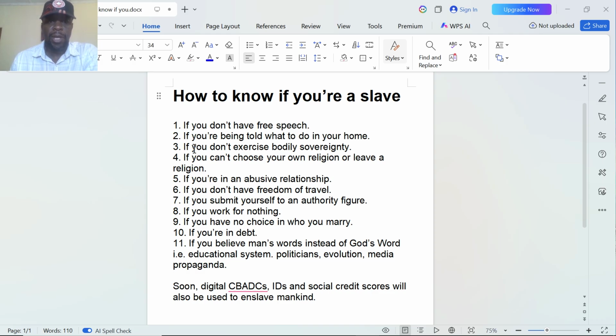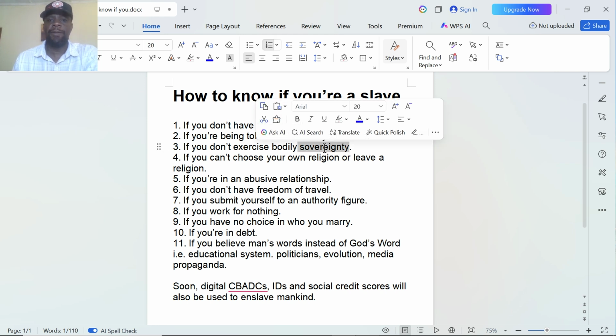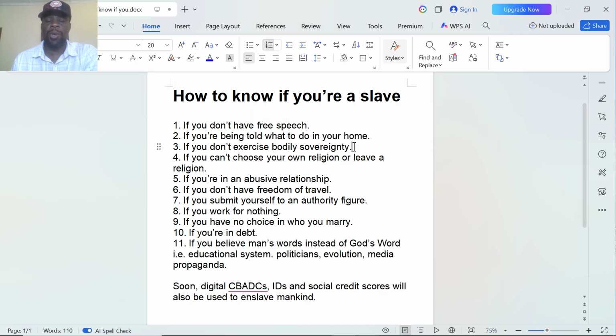We're talking about if you don't exercise bodily sovereignty and someone is telling you what to put in your body. For instance, the poke, whether it be the COVID-19 poke or any other vaccine, you are a slave, because that means you don't have sovereignty over your body. And what do I mean by sovereignty? The right to decide what you can and cannot do with your own body. If someone else is deciding what you can do with your own body, whether what you can eat or what you can drink and what you can inject into your body, if someone else is making those decisions for you, you are a slave. Okay.